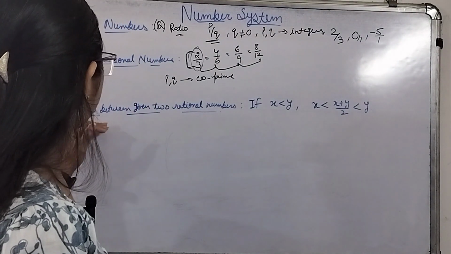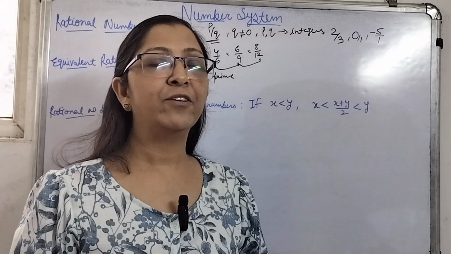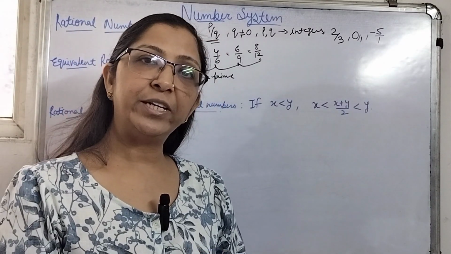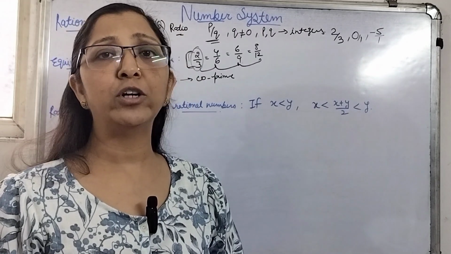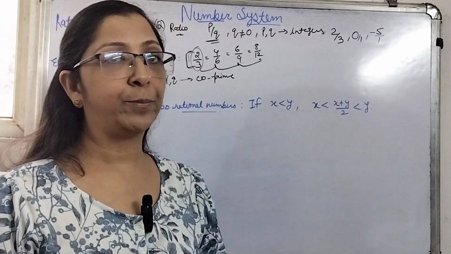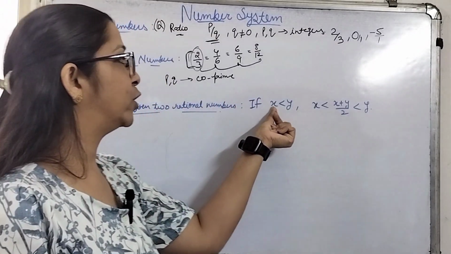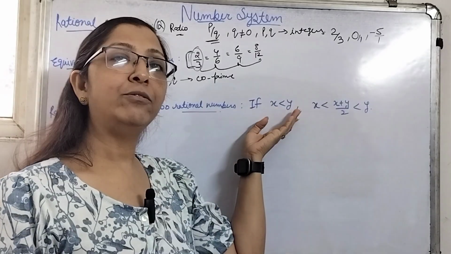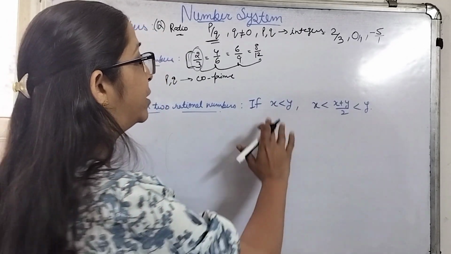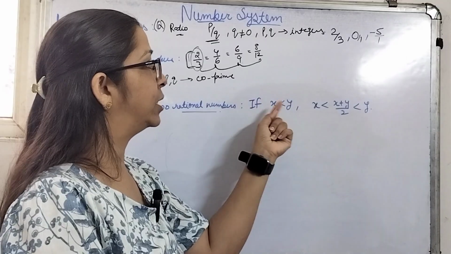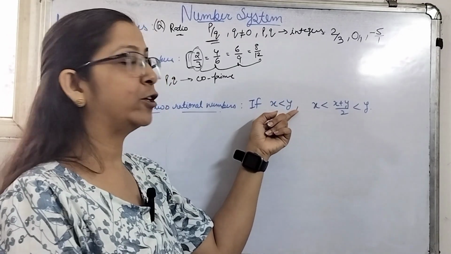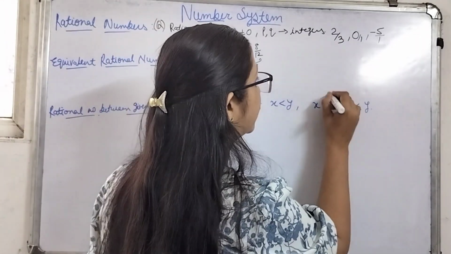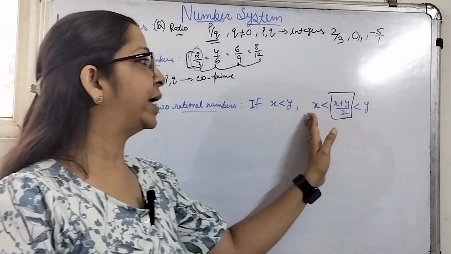Now, how to find a rational number between two given rational numbers? If any two rational numbers are given to us, and between them we have to find, say, 1 rational number or 2 or 5 or 10 rational numbers, how can we find them? Suppose we take any two rational numbers. One rational number is x and another is y, and the value of x is less than y. Any rational number coming between these two will be greater than x and less than y. So the sum of these two rational numbers divided by 2 will be the rational number which lies between x and y.